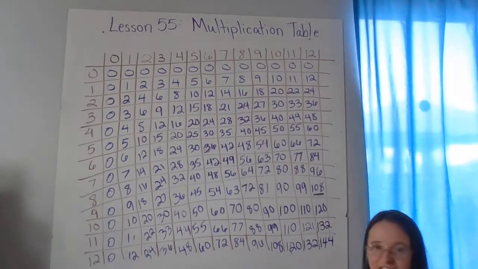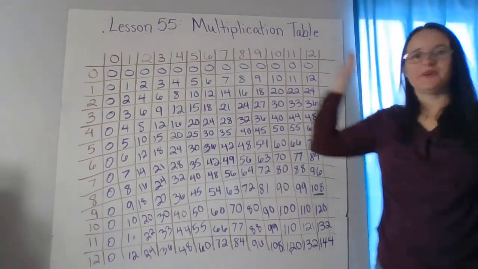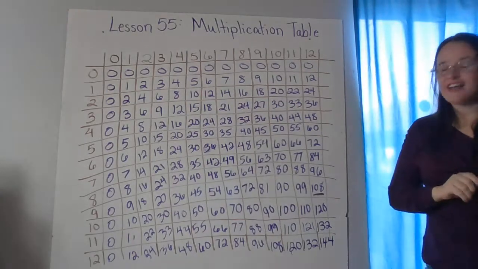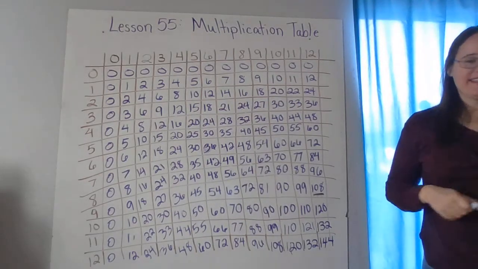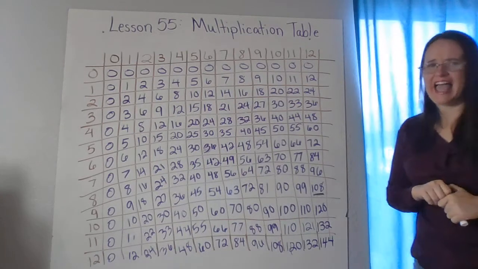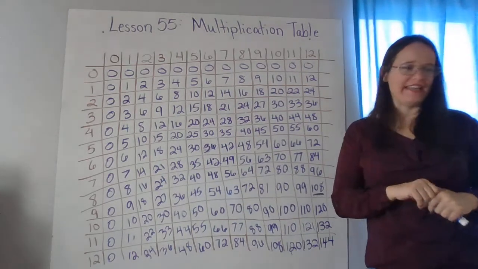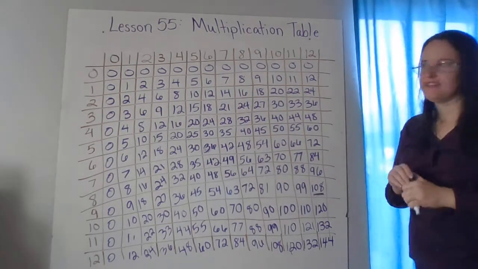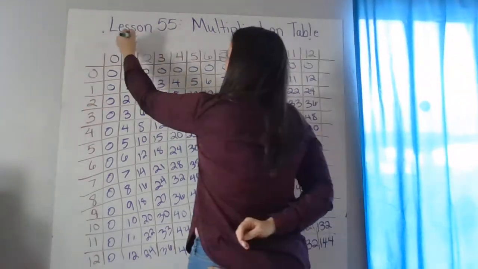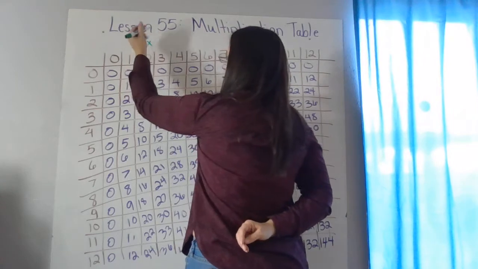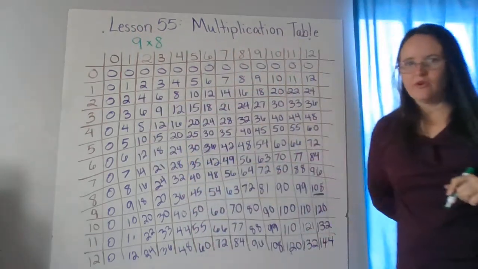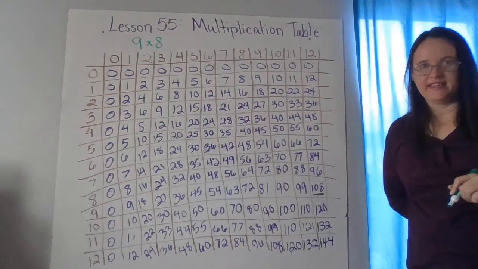144. So, ladies and gentlemen, this is your first multiplication table that you have filled out. You did an awesome job. And let's look at it again to figure out, how do I read this thing to find an answer? So, let's say you are given the problem 9 times 8, and you don't know what the answer is.